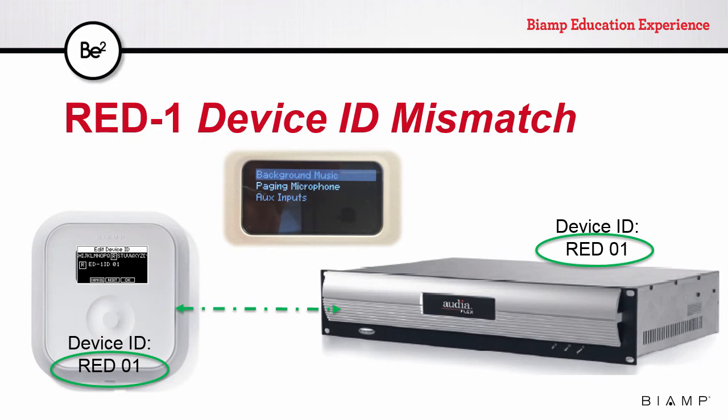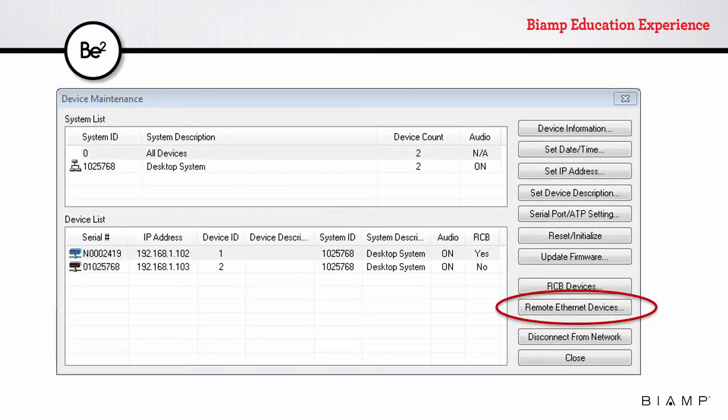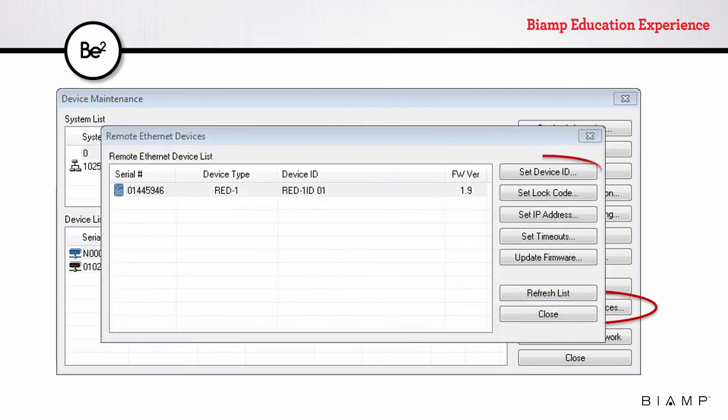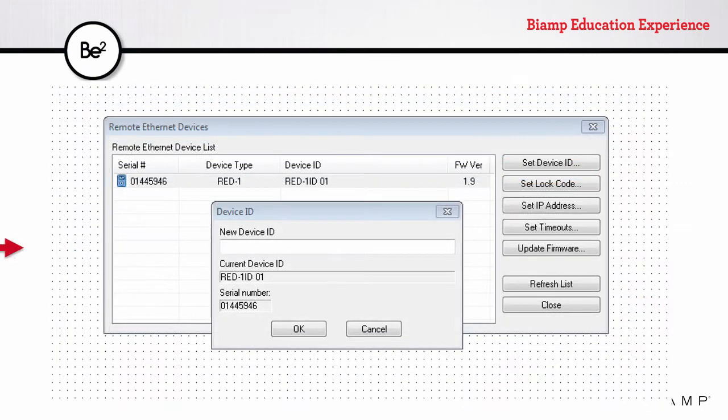You can set the device ID of the physical RED-1 in two ways. The configuration menu on the device itself, by shorting those locksmith pins we just looked at. An even easier way is to set it via the software in the device maintenance window. This second way presupposes that you already have the network settings configured correctly so that the software can reach the RED-1. So go to Device Maintenance and select Remote Ethernet Devices. Find the appropriate RED-1 in the list and select Set Device ID. Enter the new device ID and click OK.